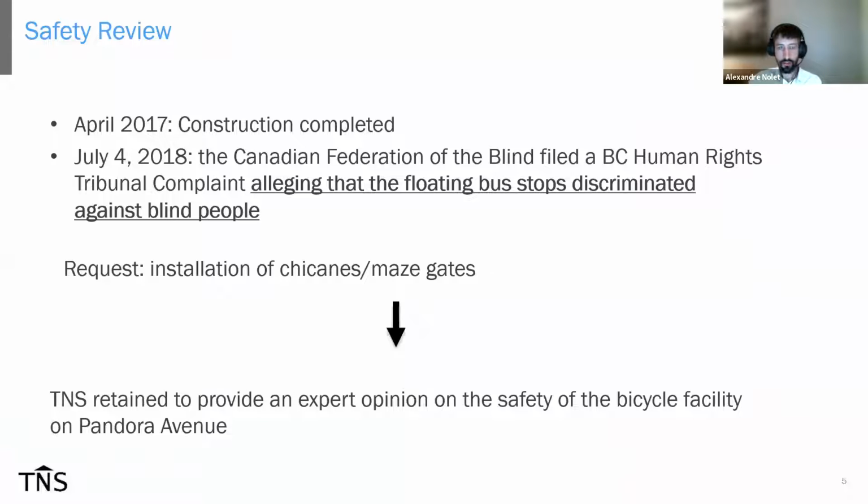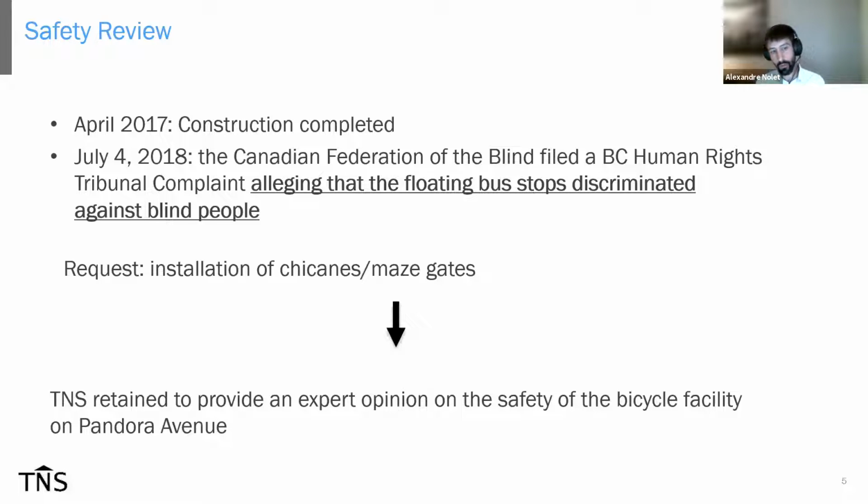In April 2017, the reconstruction of Pandora Avenue was completed. A little bit more than a year later, the Canadian Federation of the Blind filed a BC Human Rights Tribunal complaint, alleging that the floating bus stop discriminated against blind people. They requested the installation of chicanes and maze gates.